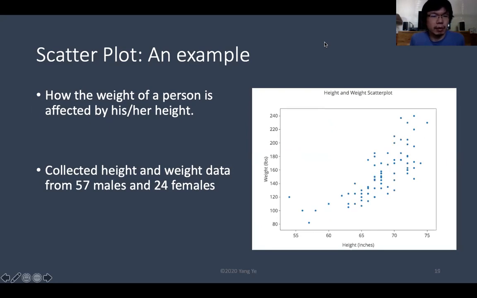So here's another example of a scatter plot. We want to look at how weight is affected by height. We collected height and weight data from 81 participants, 57 males and 24 females, and put it on a scatter plot. So this seems to suggest that when the height increases, the weight also increases. So that's not so interesting, right? Because you get taller, you get heavier.